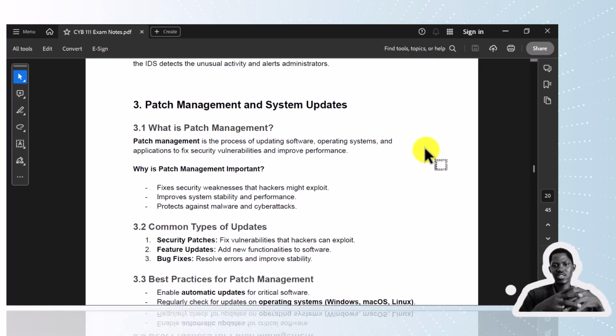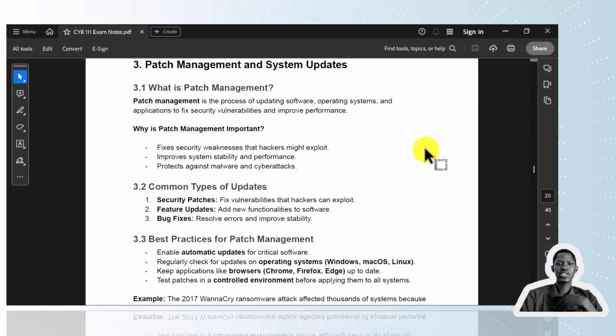Adding new functionalities to software. Remember, when WhatsApp first came, they didn't have voice note status or video status and all of that. It is feature updates that brought that to us. Those are new functionalities for the software that we got from feature updates. Then bug fixes resolve errors and improve stability. So if there are errors in the software, it will help you resolve them and improve stability.